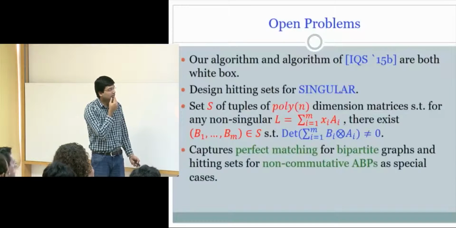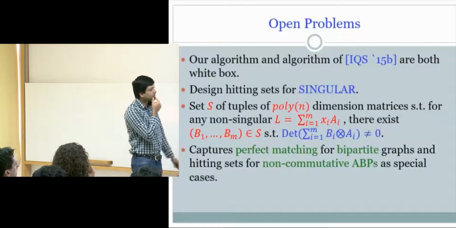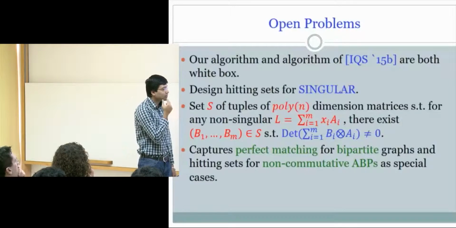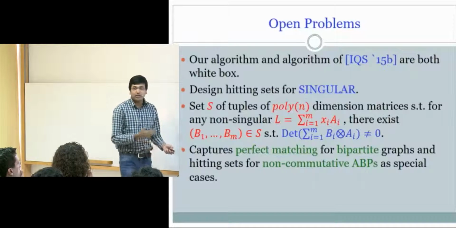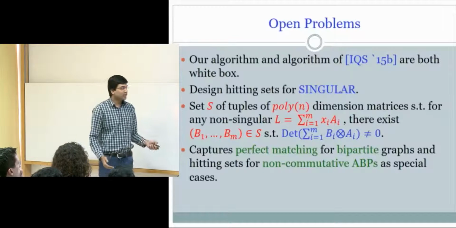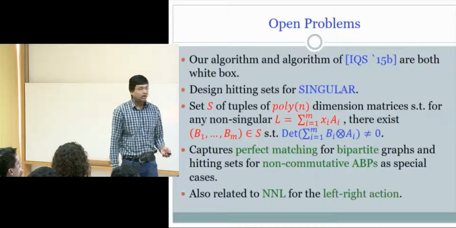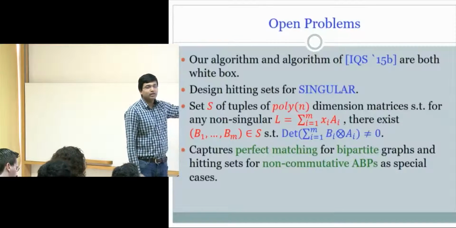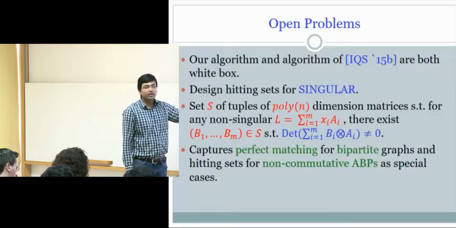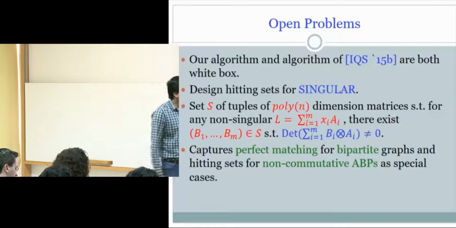One caution: this question actually captures parallel algorithms for perfect matching in bipartite graphs and also hitting sets for non-commutative ABPs as special cases. So it won't be easy, but now we have these algorithms, and this is the next natural step. If you could achieve this, you would get a de-randomized parallel algorithm for perfect matching in bipartite graphs, and this model is stronger than non-commutative ABPs.